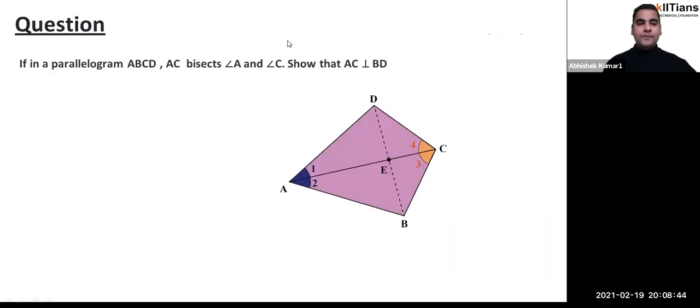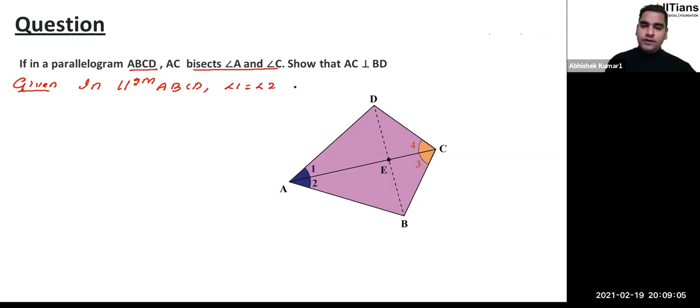So now we have one more. What does it say? In a parallelogram ABCD, AC bisects angles A and C. So that means we are given, in parallelogram ABCD, angle 1 is equal to angle 2 and angle 4 is equal to angle 3. What do we have to show? We have to show AC is perpendicular to BD, or basically we have to show that any of these angles is 90 degrees. All right. So let's discuss the proof.